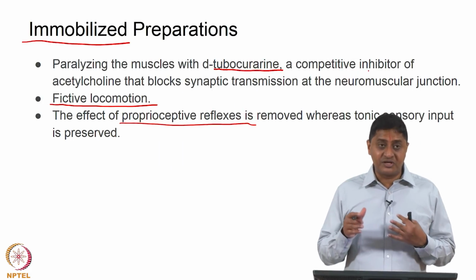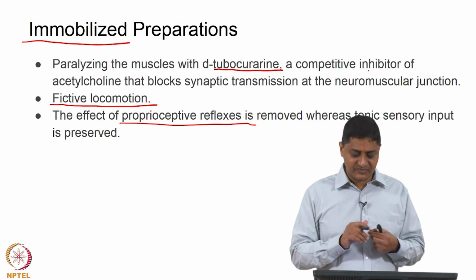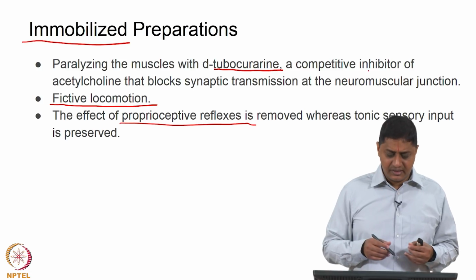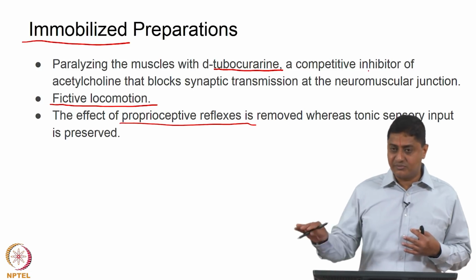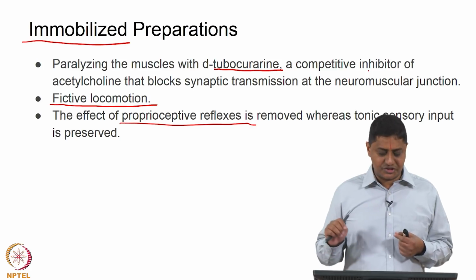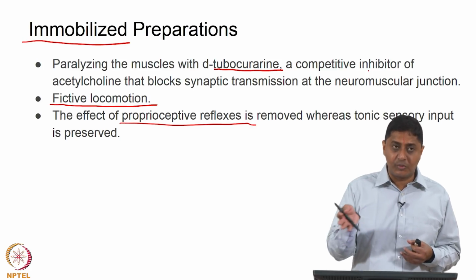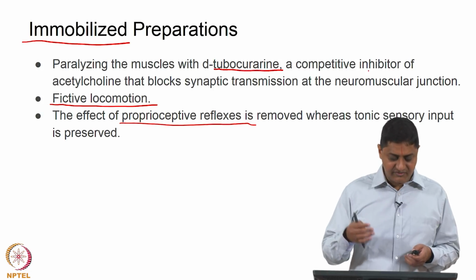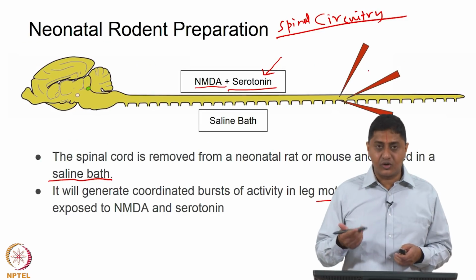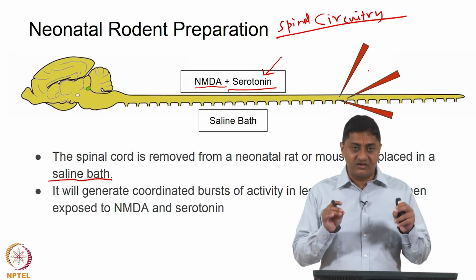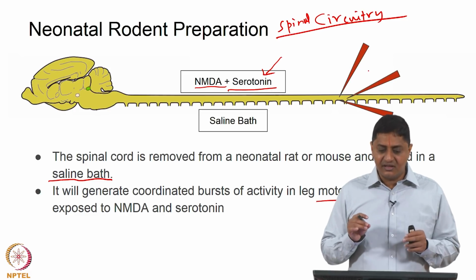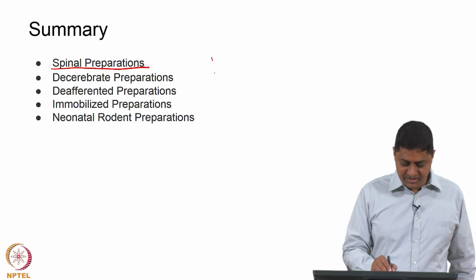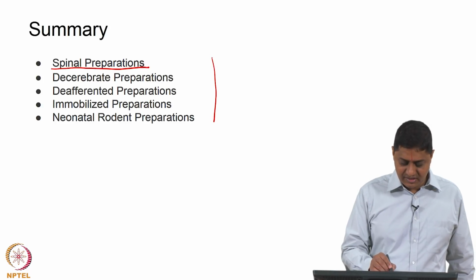And immobilized preparations: immobilization is induced through tubocurarine, which competes with acetylcholine and blocks the function of the neuromuscular junction. So, removing the proprioceptive inputs causes a sort of locomotion that we call fictive locomotion. Then the neonatal rodent preparation, in which the spinal cord of a baby rat is kept in a saline bath. So, these are the various preparations that are used.